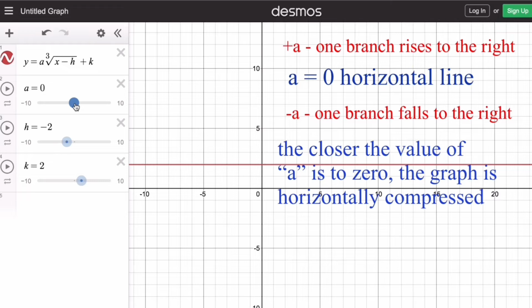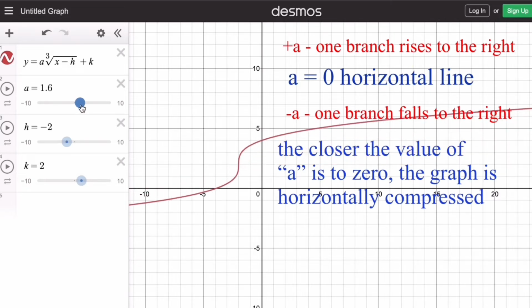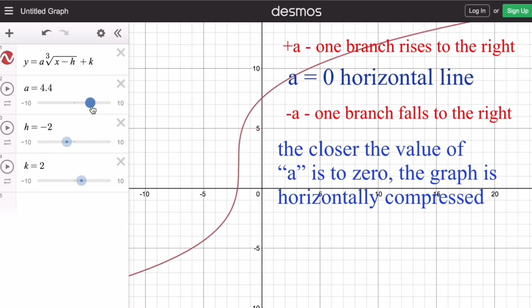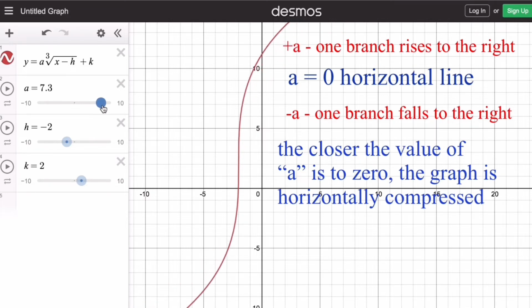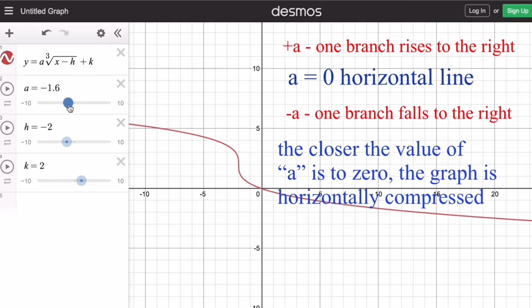On the contrary, the farther the value of a is from 0, going to higher values all the way to 10, the more the graph is vertically stretched. As you can see, it becomes more vertical as we go farther from 0. It is the same for the other side: starting from 0 and going away toward negative 10, the graph again becomes vertically stretched.